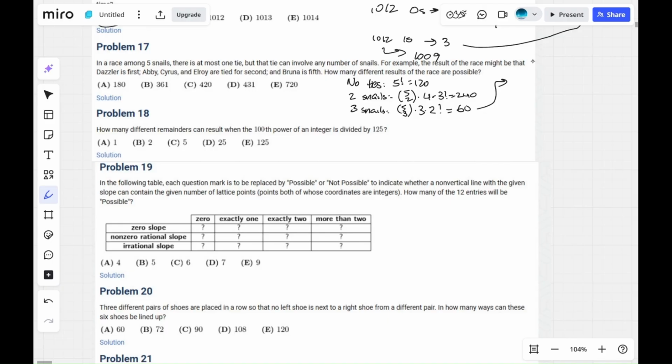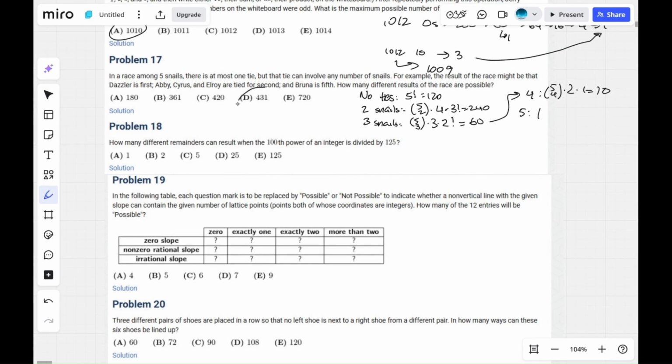And then when there's a tie with 4 snails, there's 5 choose 4 ways to pick the 4 snails, and then 2 places to put them, and then 1 way to put the remaining snail. So that is 10. And finally, when there are 5 snails in a tie, there's just 1 way to do that. So if we add everything up, it's 120 plus 240 plus 60 plus 10 plus 1. And our answer is 431, which is D.